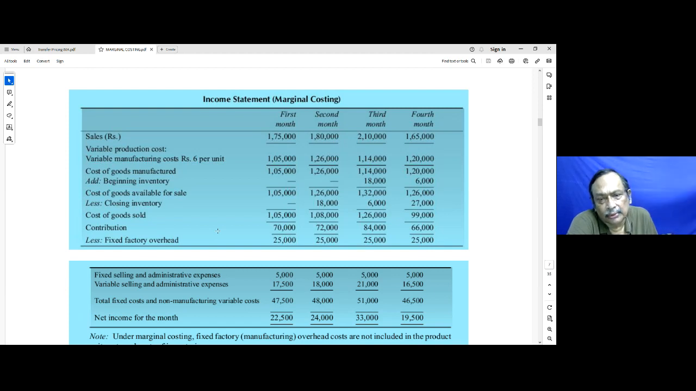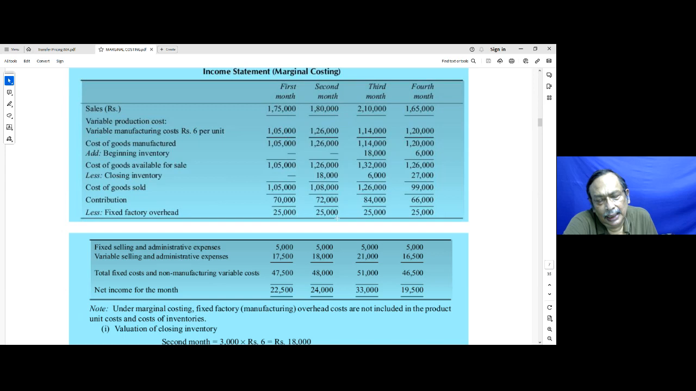Sales minus cost of goods sold, we get contribution, less fixed overhead, then less fixed selling and administrative expenses, then variable selling and administrative expenses. So total fixed cost and non-manufacturing variable cost, 47,500, that is 25,000 plus 5,000 plus 17,500. So net income for the month, 22,500.